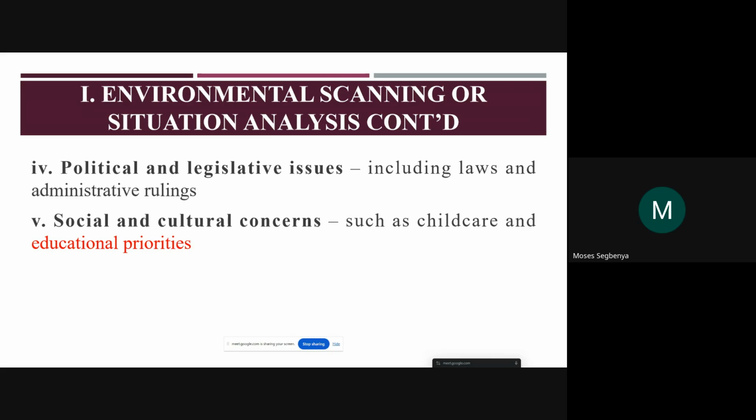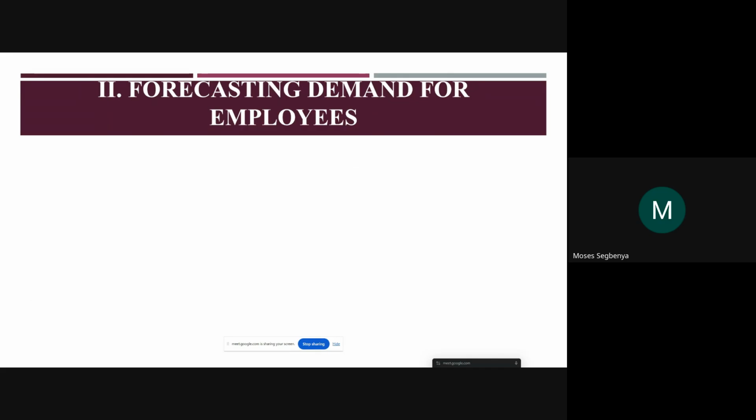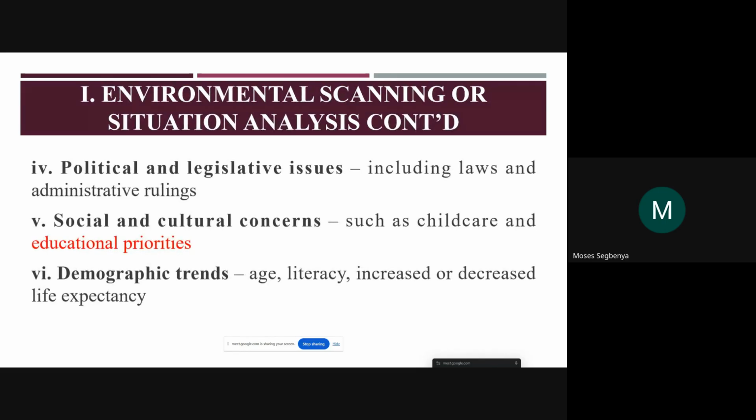So your existence as a school must do what we call environmental scanning as the first step in your human resource planning. The last one is what we call demographic trends. Age, literacy, increase or decrease in life expectancy.